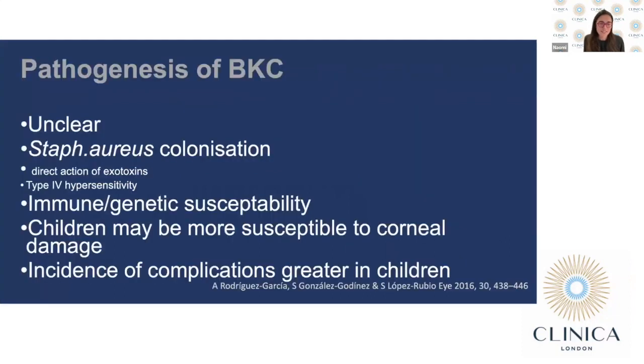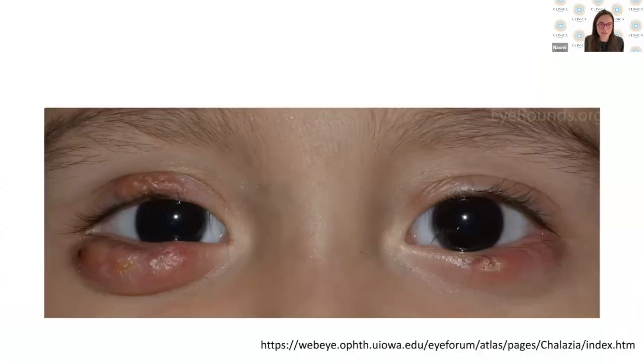We mustn't forget the side effects of treatment itself, secondary glaucoma and cataract. Nobody is completely clear on what is happening, but it's felt that staphylococcal bugs are living in the blepharitis on the lid margins, and there may be a direct exotoxin coming from them, but also a hypersensitivity reaction, that overreaction from our own immune system causing some of that inflammation. Children can be more susceptible to corneal damage. The incidence of complications is greater in children. So let's just bear that in mind.